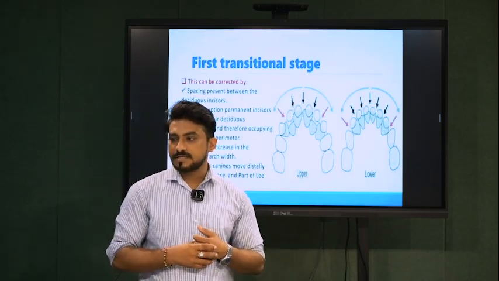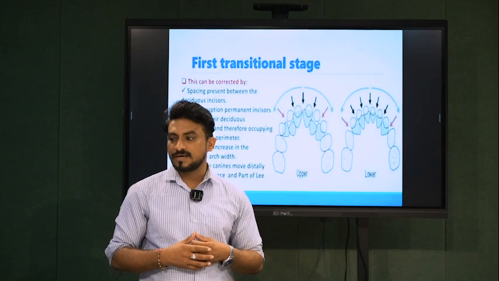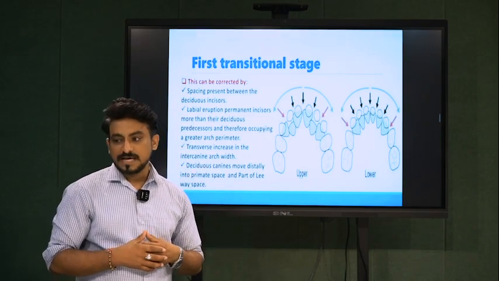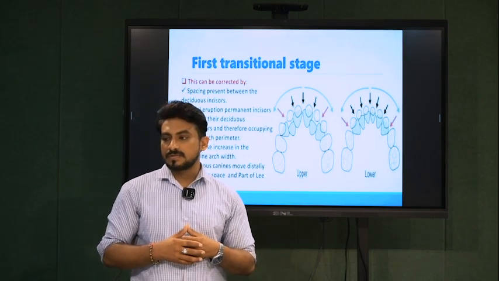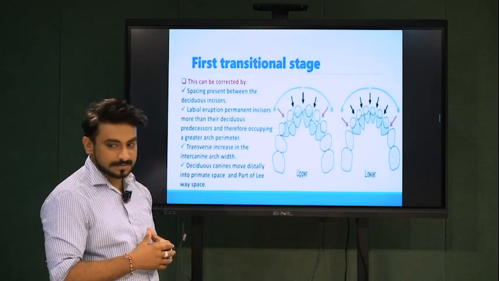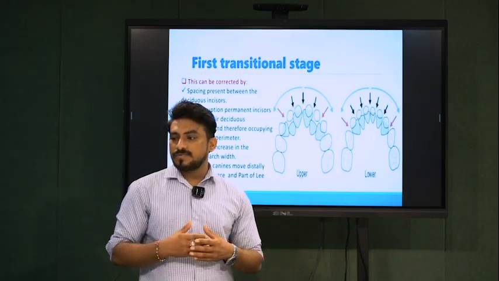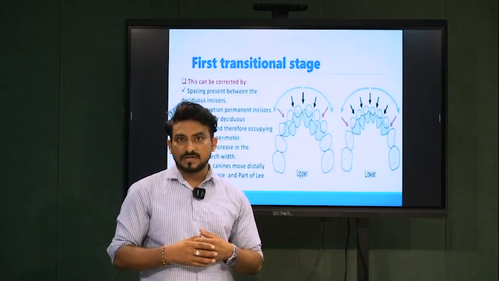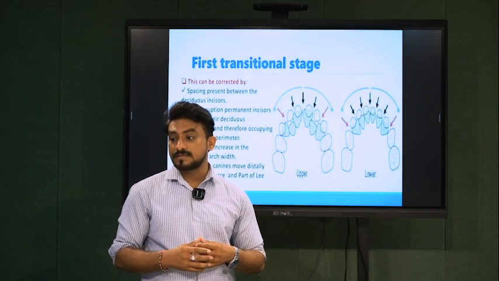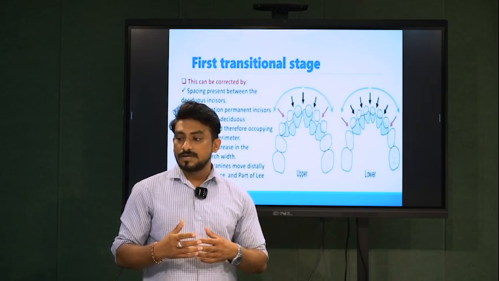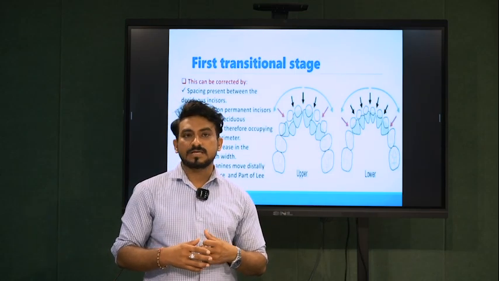In the first transitional stage, this can be corrected by the following, as we can see in the upper and lower photographs: spacing present between the deciduous teeth, labial eruption of the permanent incisors, and increase in intercanine width. We can see the changes like this. The deciduous canine also moves distally into the primate space and part of the leeway space.